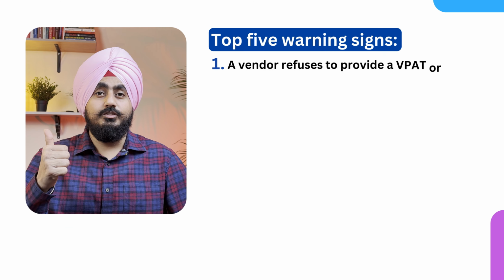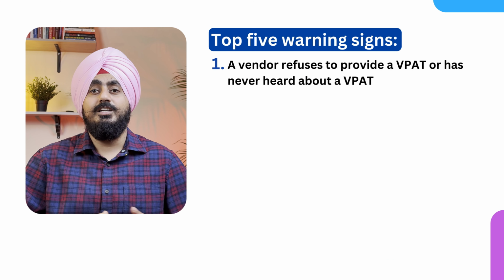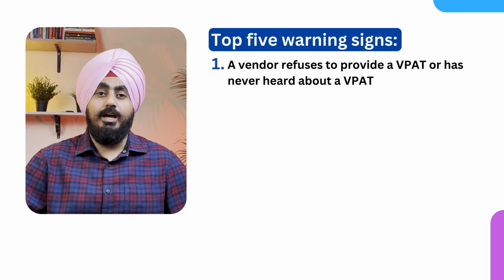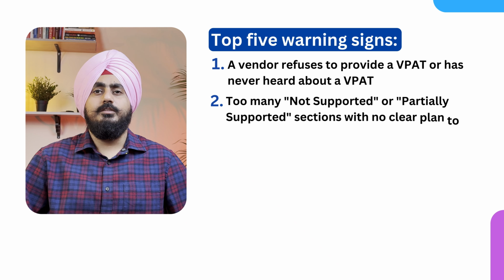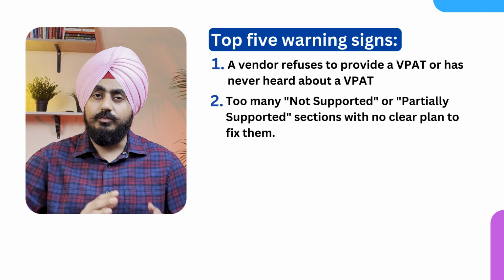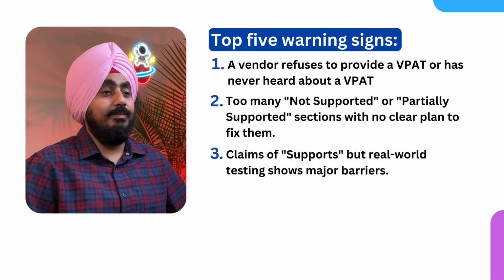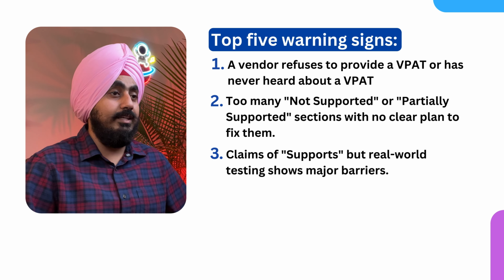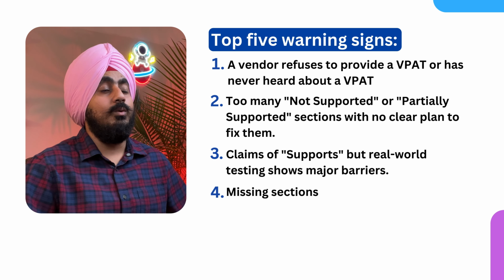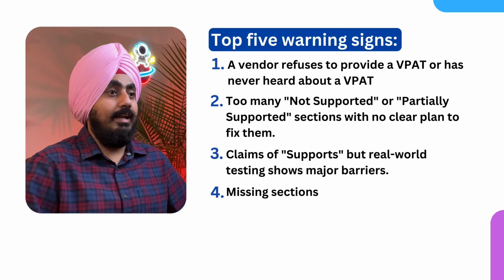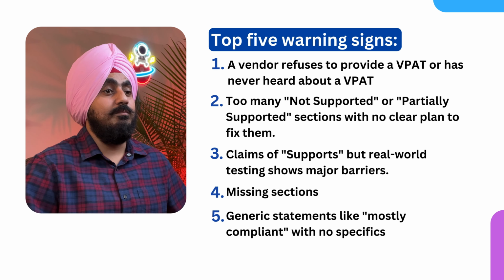A vendor refuses to provide a VPAT or has never heard about a VPAT. A huge red flag. Too many not supported or partially supported sections with no clear plan to fix them. Claims of supports but real-world testing shows major barriers. Missing sections. If they look incomplete, they probably are. And lastly, generic statements like mostly compliant with no specifics. If it's vague, it's hiding something. If you see these signs, you are dealing with a potential accessibility disaster. But don't worry, there are ways to address these issues before it's too late.